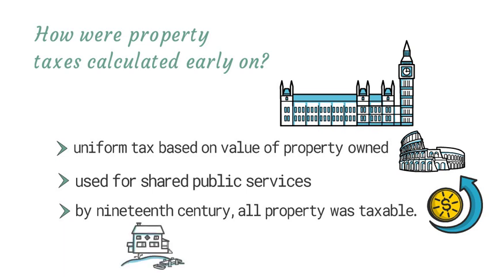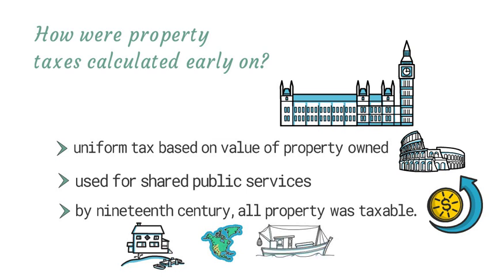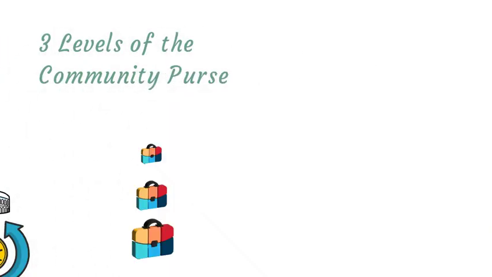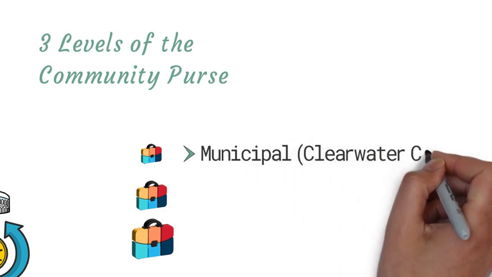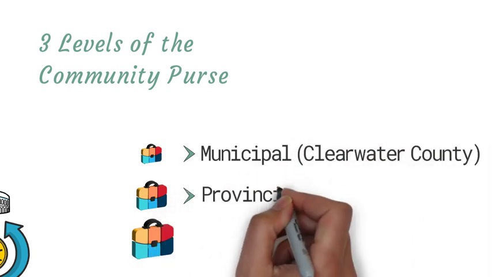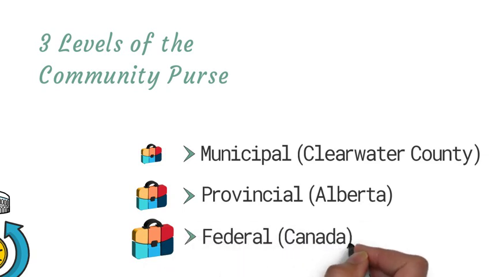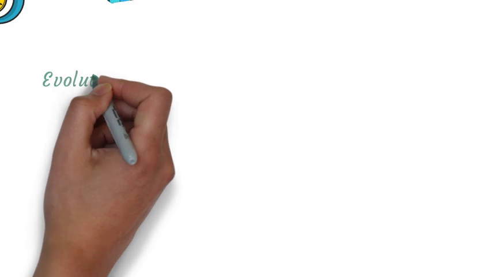By the 19th century, all property was taxable. This included homes, land, boats, and household goods. This system was difficult to administer, as many types of taxable property could be moved on assessment day and could not be located. There are 3 levels of the community purse. The municipal purse, or local purse, ours is Clearwater County. The provincial purse, ours being Alberta, and the federal purse, ours being Canada.